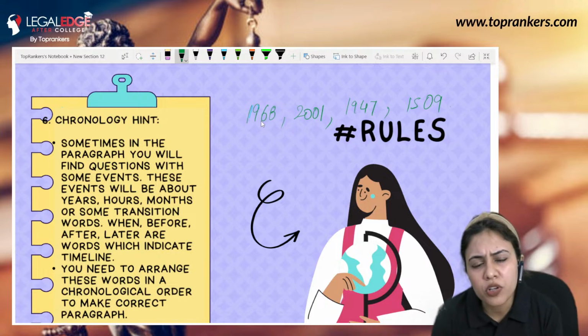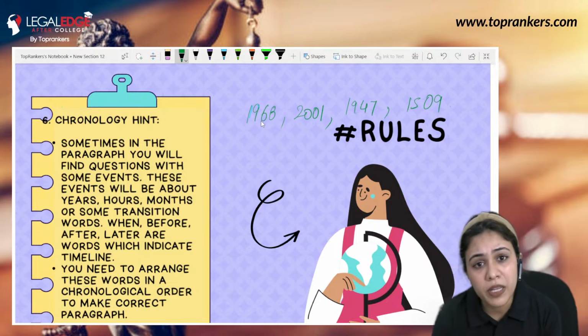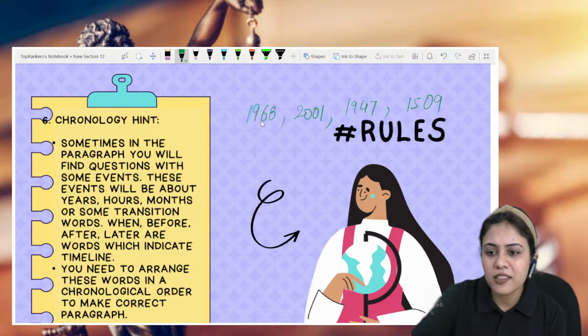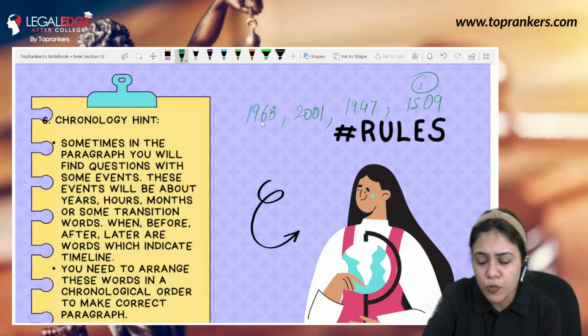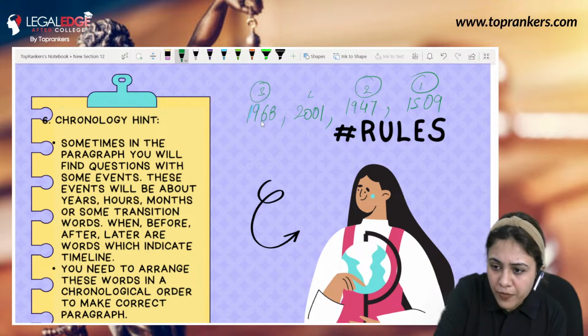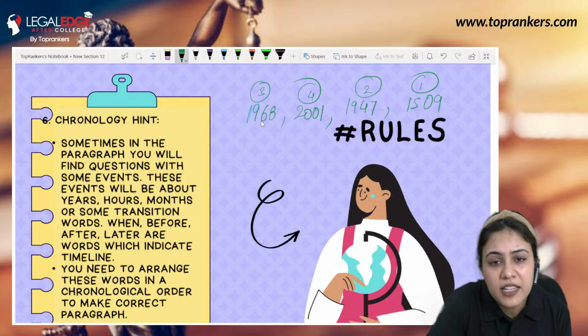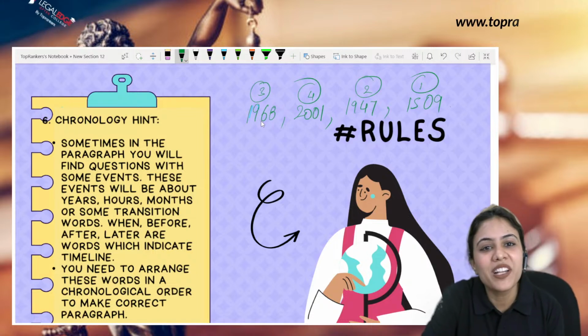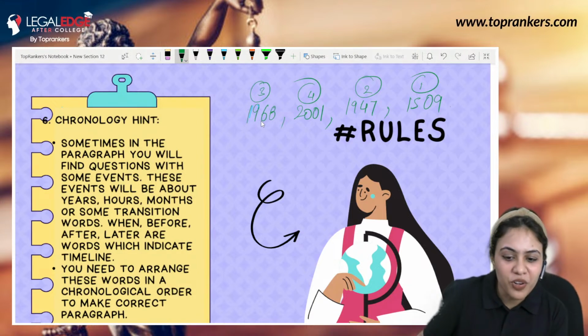Which year is going to come first? That means the event that happened in which year will be first. I think this is common sense. This will be first, right? Which one will be the second one? This, third, and fourth. Now, this is what is known as chronology hint. Sometimes, if you are lucky, you will get a parajumbles question based entirely on chronology.